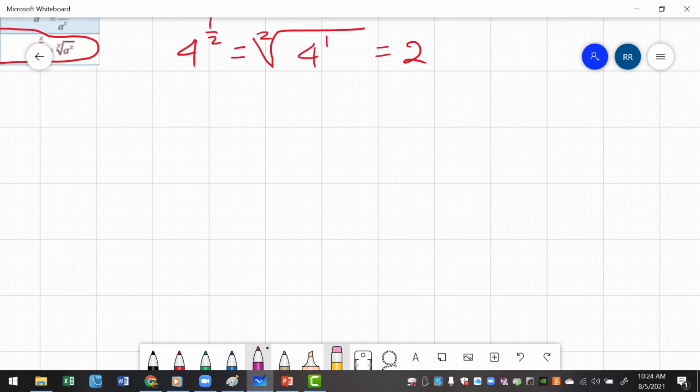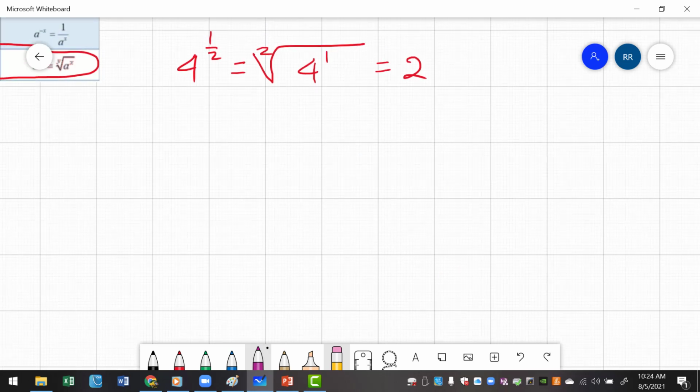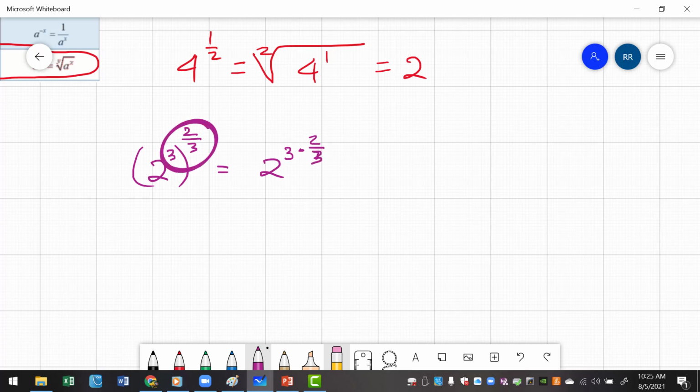Okay, let me give you another example. If I have, let's say, 2 to the power of 3, and then to the power of 2 over 3. If we use the power rule, you can just multiply. It's quite easy. You will get 2 to the power of 3 multiplied by 2 over 3. So you are multiplying these two powers, and you can just cancel this 3. You will get 2 to the power of 2, which is equal to 4.